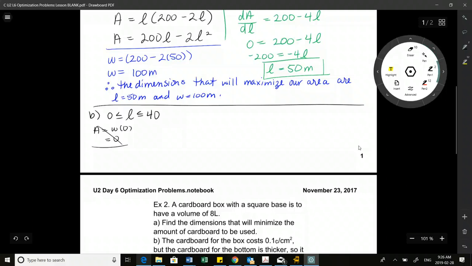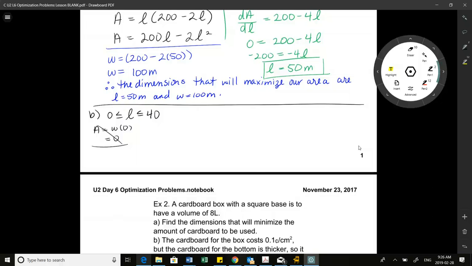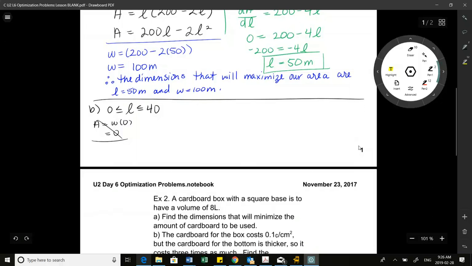The derivative gives us areas where we have turning points, right? So it gives us maxes and mins. That's why we look for derivatives to maximize and minimize things. Does that make sense?